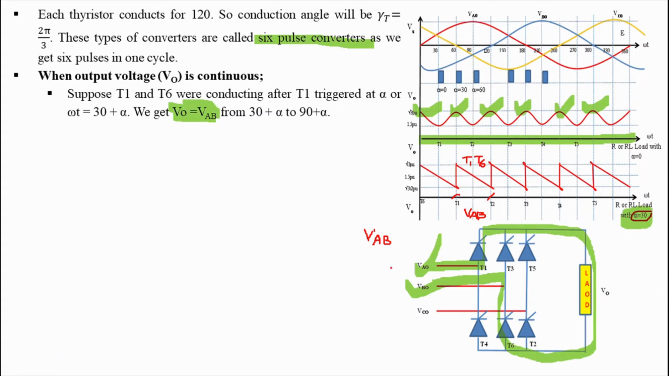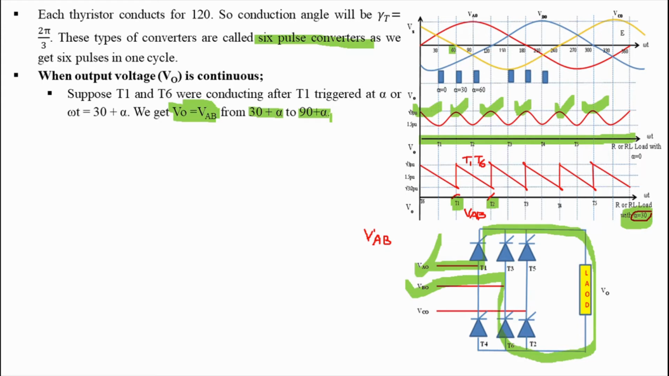And we get this output voltage V0 is equals to VAB from, see, in this waveform we can clearly see that this thyristor T1 was triggered at 60 degree, means omega t is equals to 60 for alpha is equals to 30 degree, because we take alpha is equals to 0 for omega t is equals to 30. So we trigger thyristor T1 at omega t is equals to 60 degree, means 30 plus alpha is 60 degree, and it will conduct up to 120 degree, that is 90 plus alpha. Here alpha is 30 degree, so it will conduct up to 90 plus alpha. So we get VAB from 30 plus alpha to 90 plus alpha.